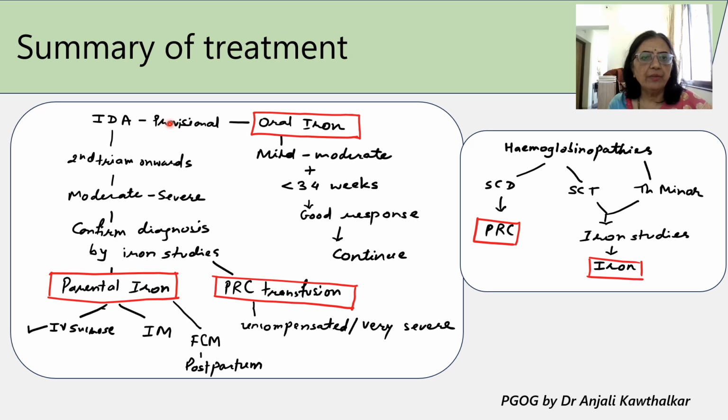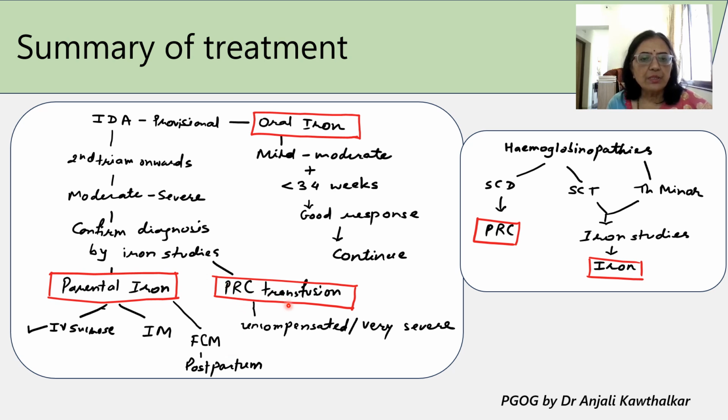To summarize the treatment, whenever there is a provisional diagnosis of iron deficiency anemia, we can start oral iron, especially for mild to moderate anemia and gestational age less than 34 weeks. If there is a good response, we continue with oral iron therapy. From the second trimester onwards, if it is moderate to severe anemia, we need to confirm the diagnosis by iron studies if available. Then we can give parenteral iron; iron IV sucrose is the most preferred form. If the facility is not available, we can give intramuscular iron. And postpartum, we can think about FCM if the patient can afford it or if it is available.